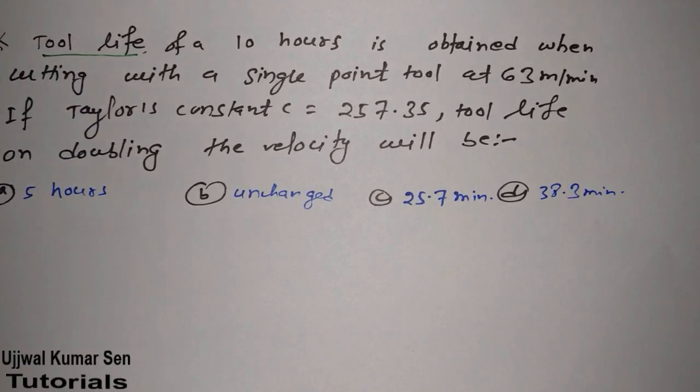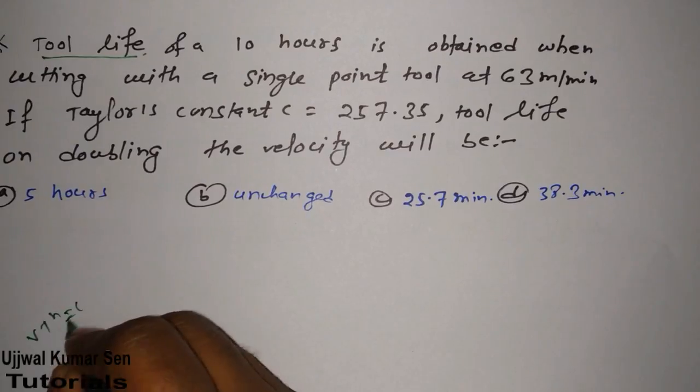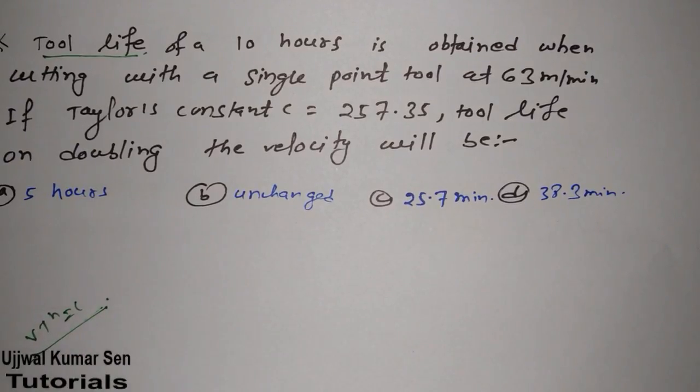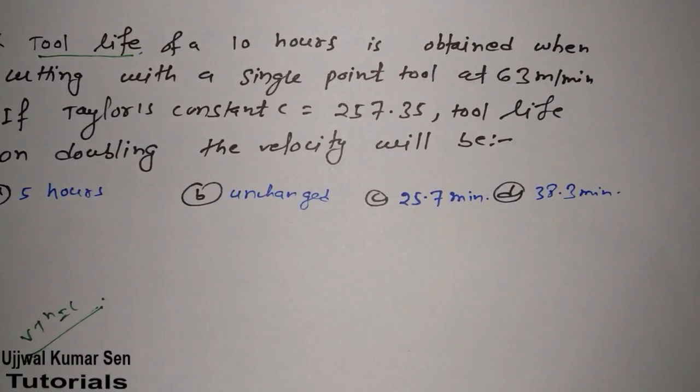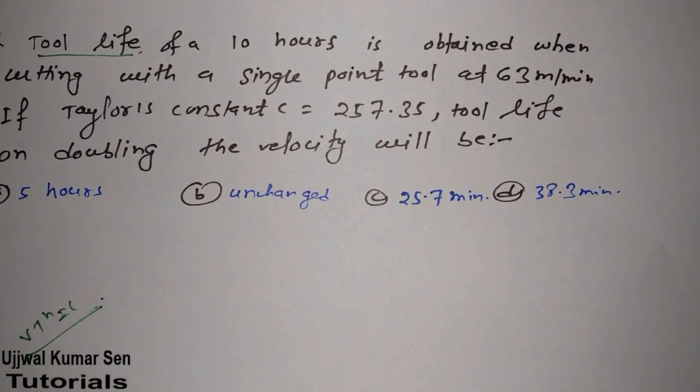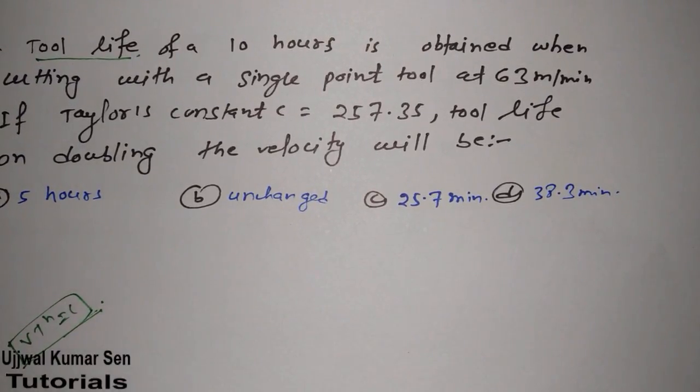So probably you know the tool life equation: V T to the power n is equal to constant, right? And this n has different values all the time. This is known as Taylor's tool life exponent, you can say. Based on this equation, in the GATE examination they have asked questions several times.